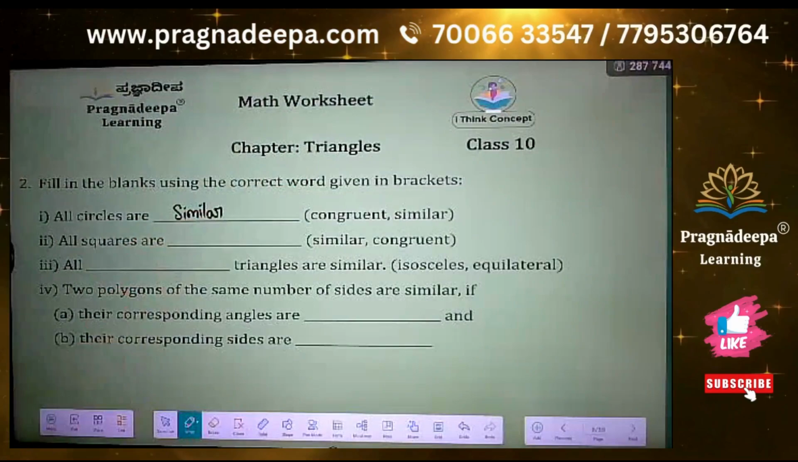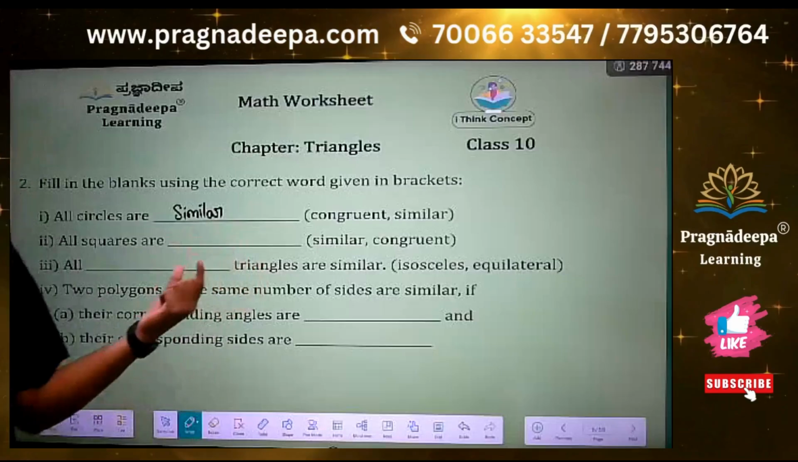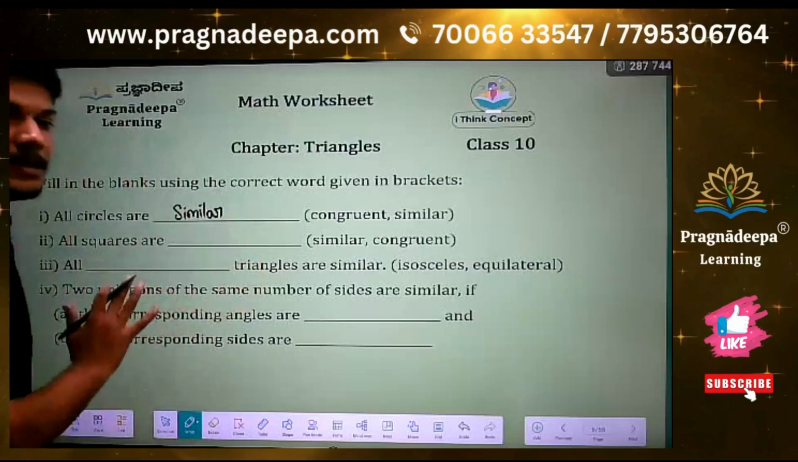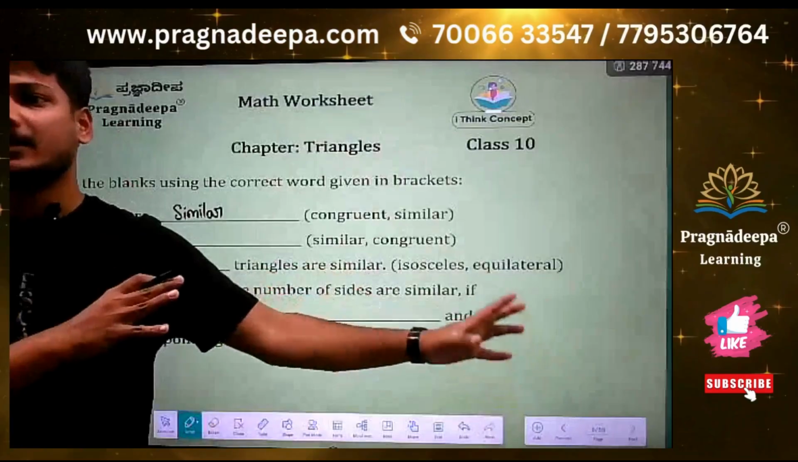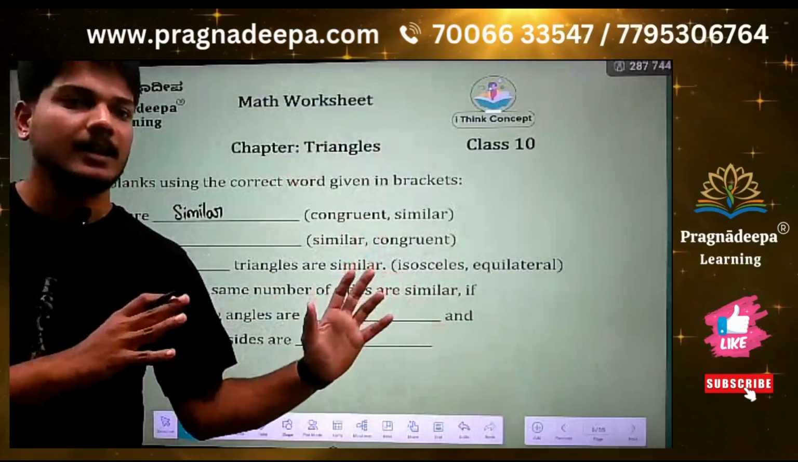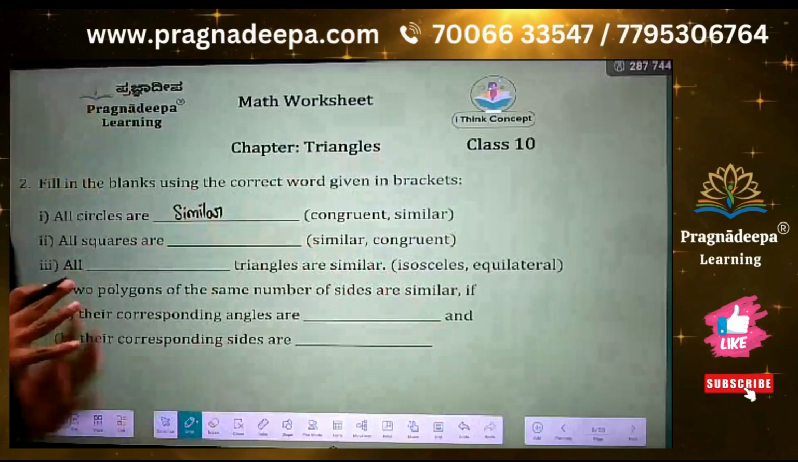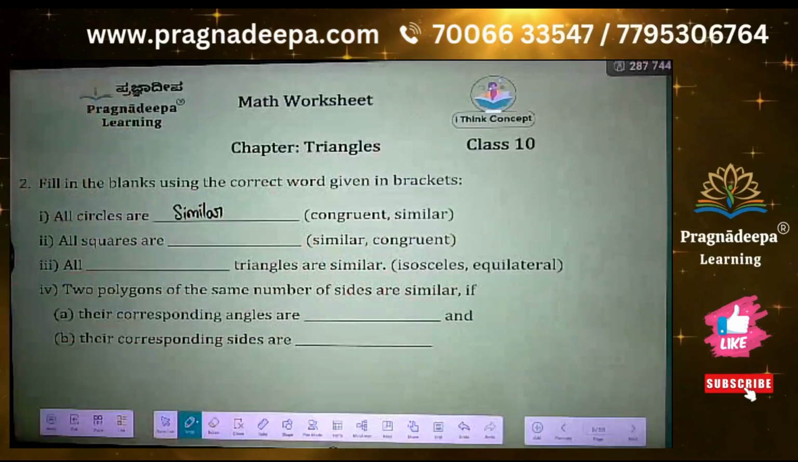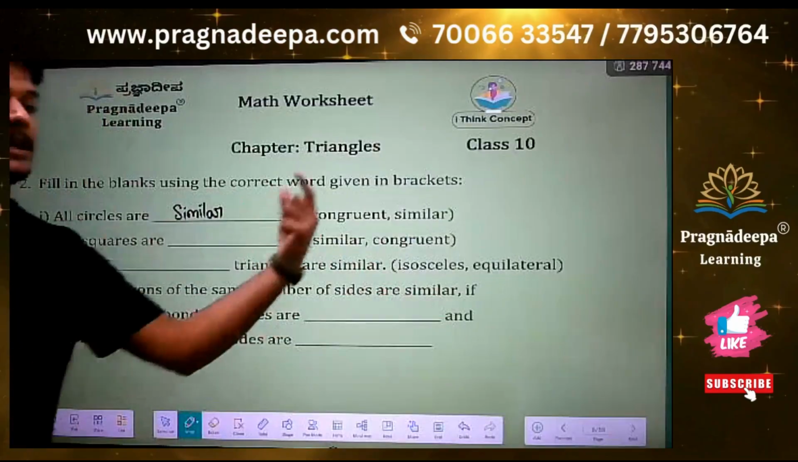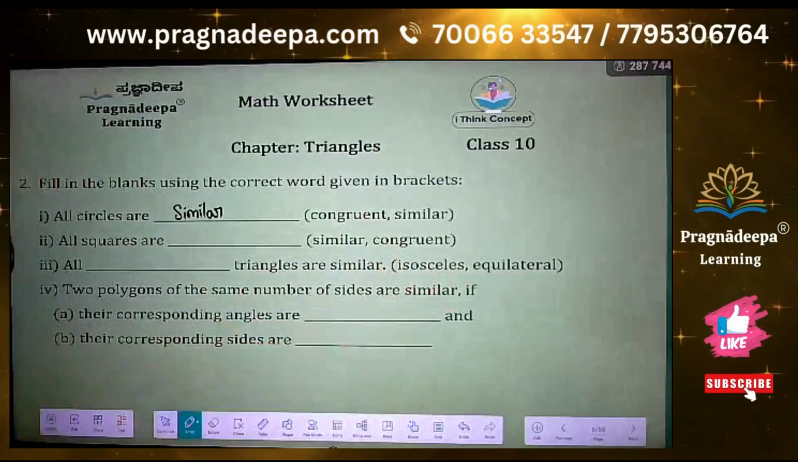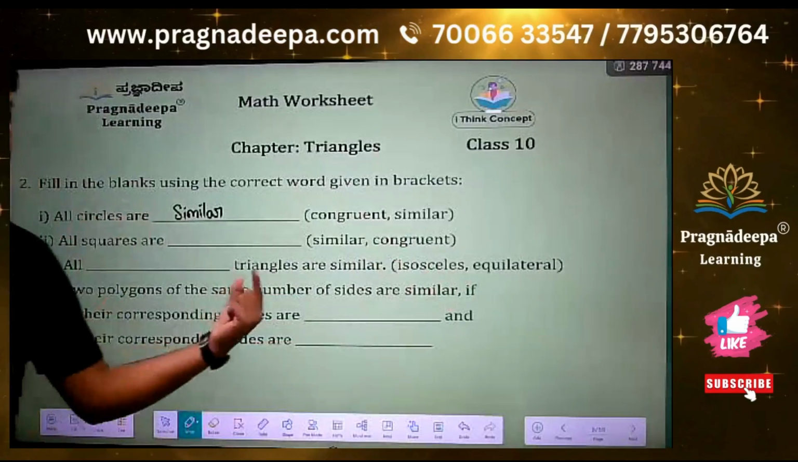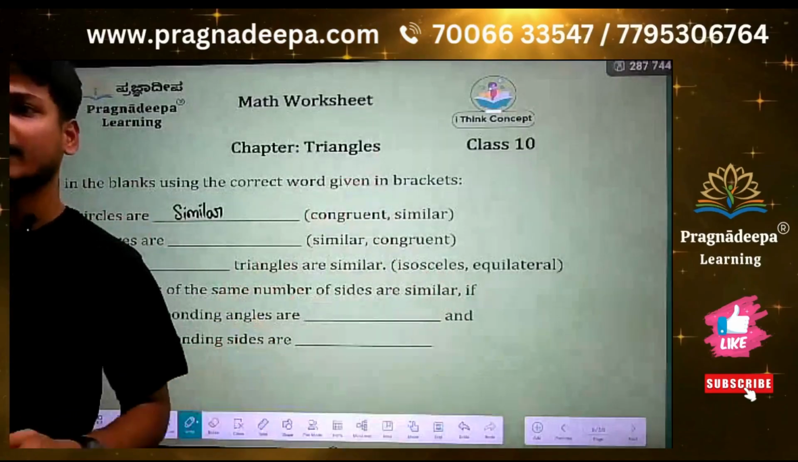Congruent is also included within similar. So not all circles are congruent. Only circles with the same radius, the same measurement, are congruent. Circles with same radii are congruent. Next one, all squares are similar or congruent? All squares.